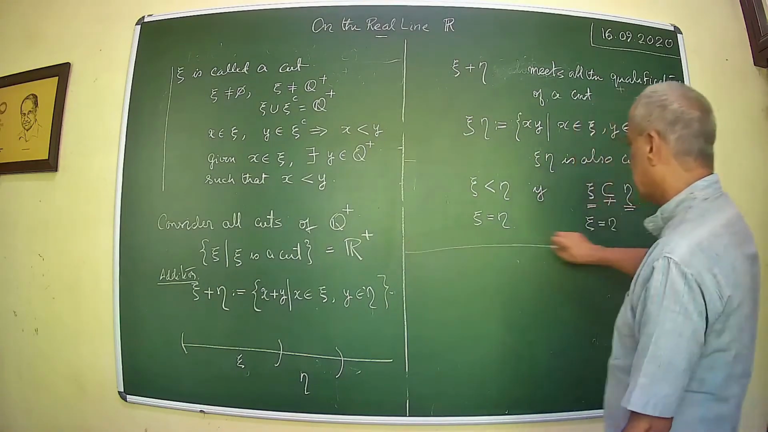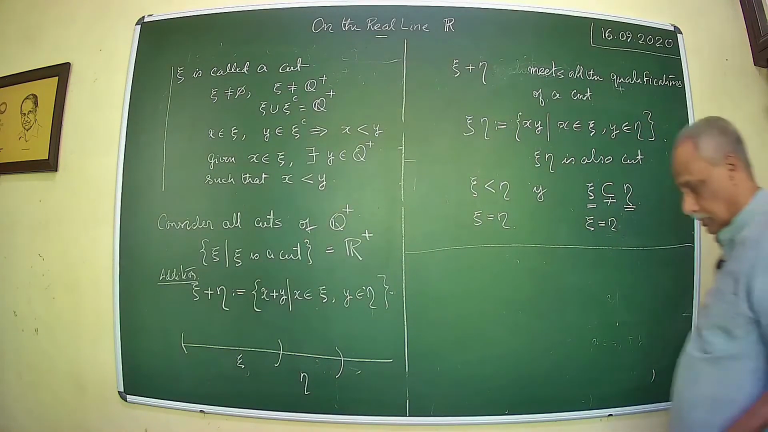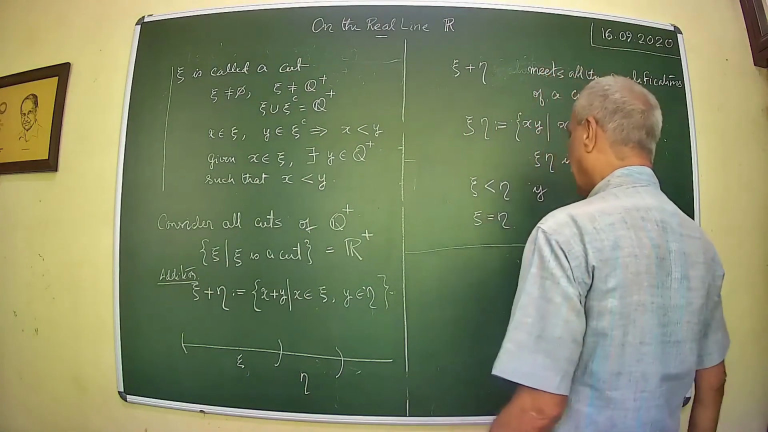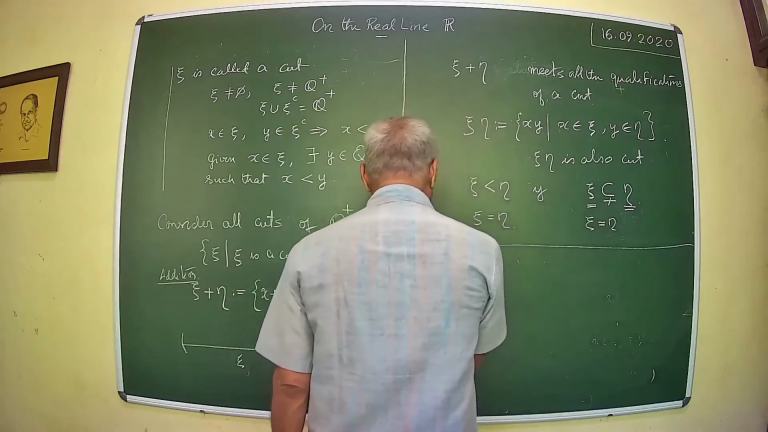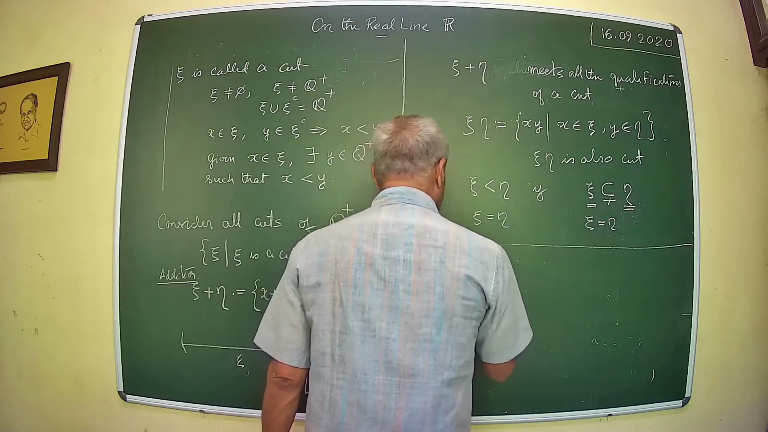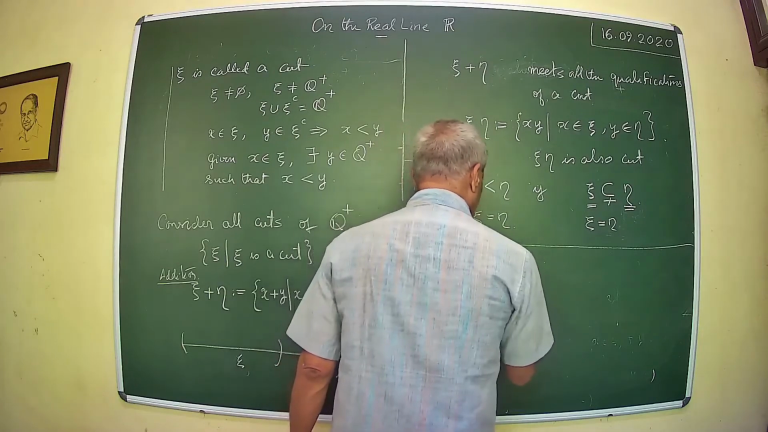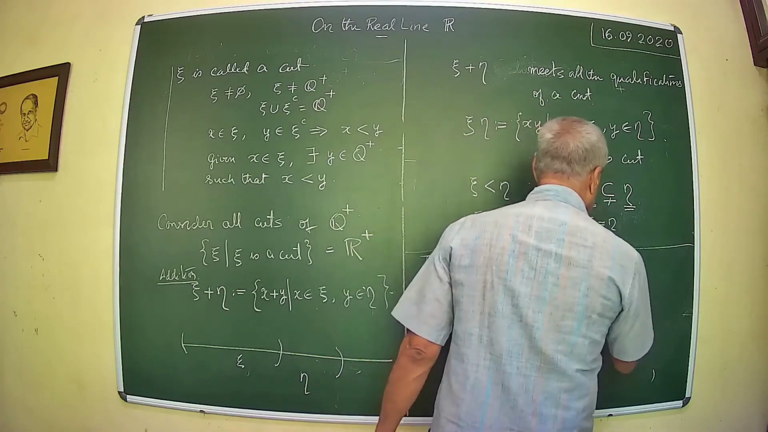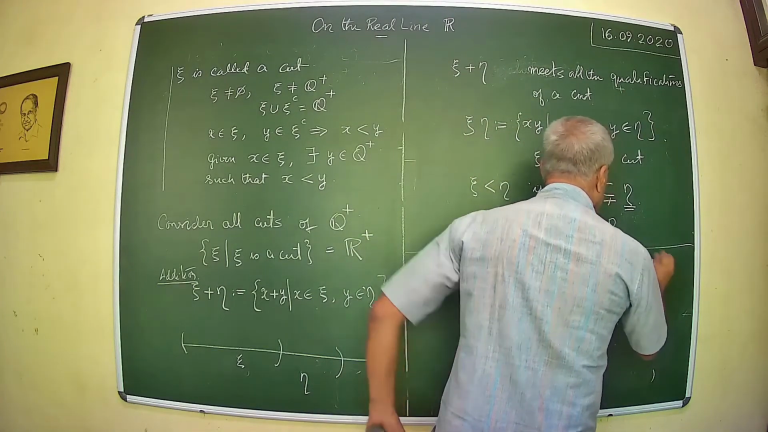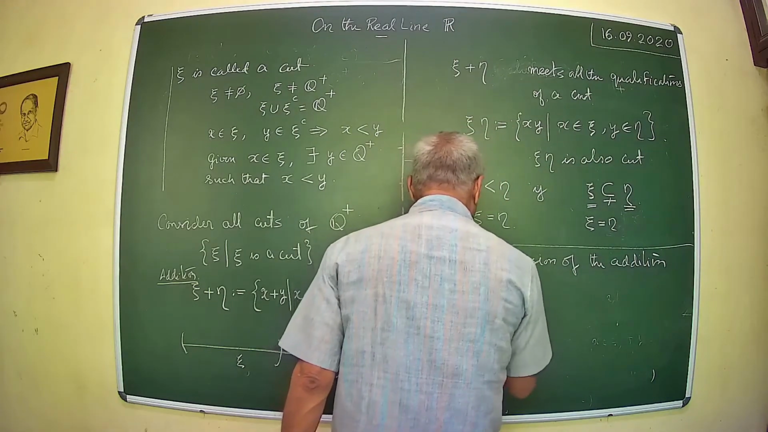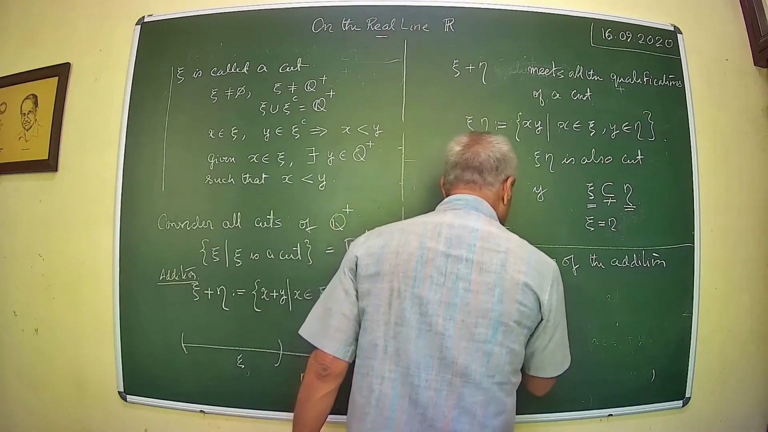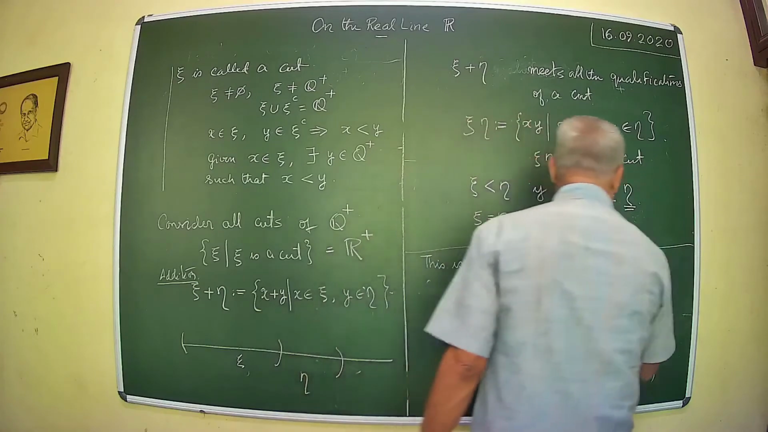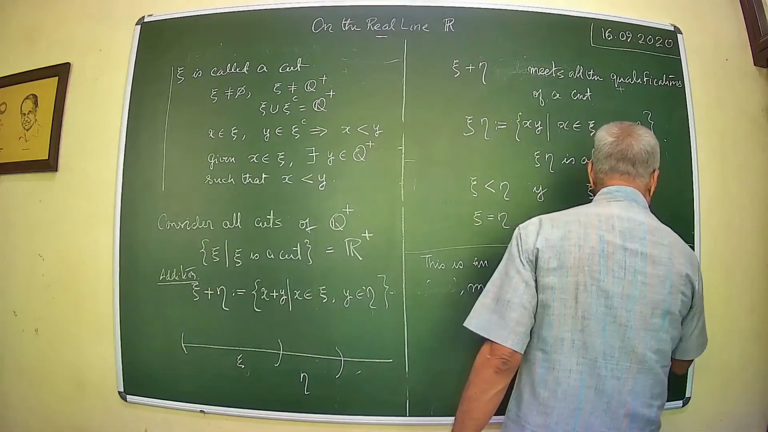So that defines everything, like order, addition, multiplication, and order. And this is an extension of the addition and multiplication and order of the rationals.